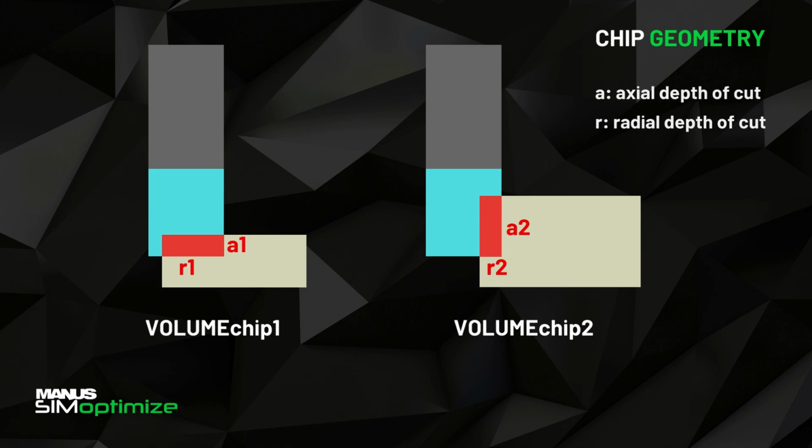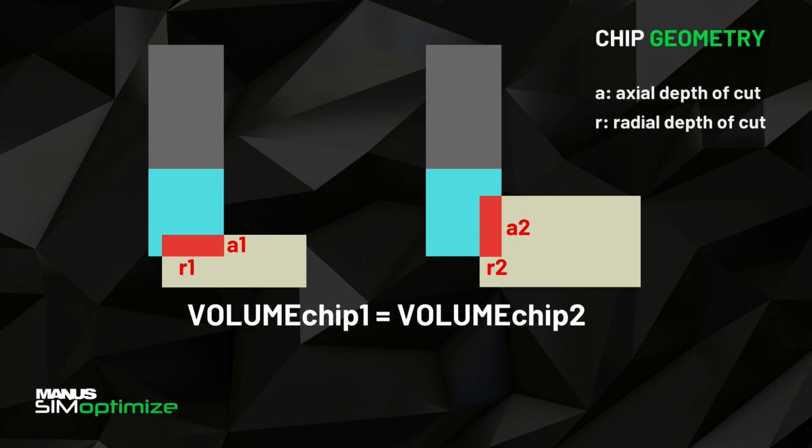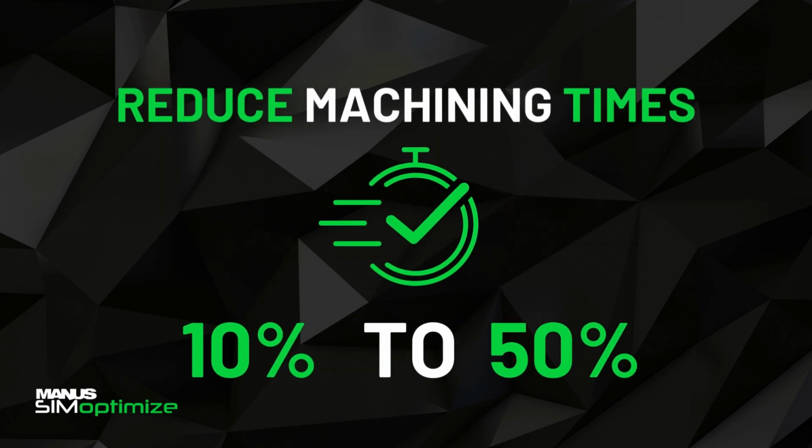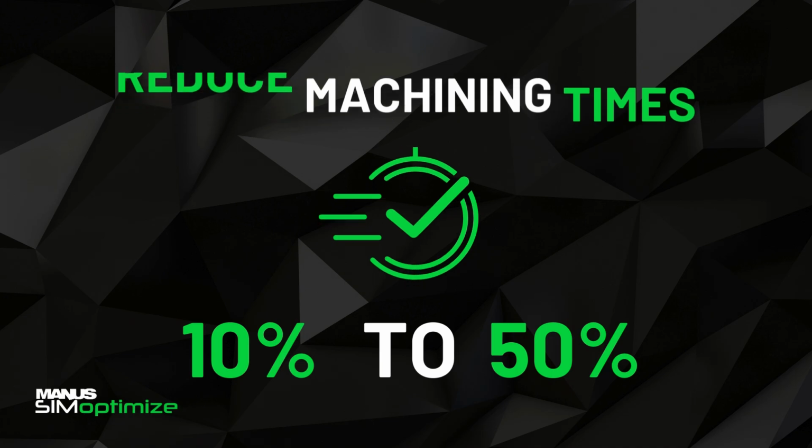This means that, even if the chip volumes are the same, for two different instances of cuts, the optimized feed rates can be different depending on the axial and radial depth of cuts, as well as the chip 3D geometries formed during these two cuts. By simply optimizing your cutting feed rates, we can achieve a 10% to 50% reduction in machining time.